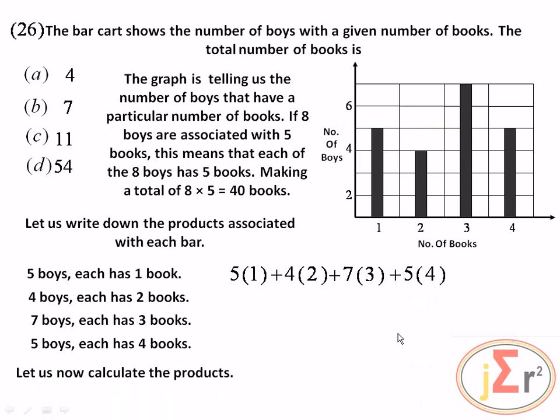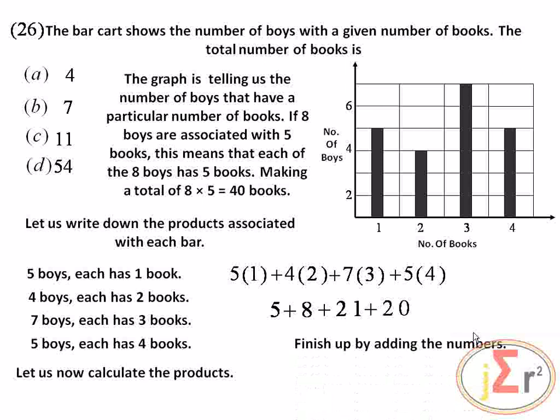So let us now calculate the products. 5 multiplied by 1 is 5, 4 2's is 8, 7 3's is 21, and 5 4's is 20. Finish up by adding the numbers. So 5 plus 8 plus 21 plus 20, and that turns out to be 54. So the total number of books is 54.